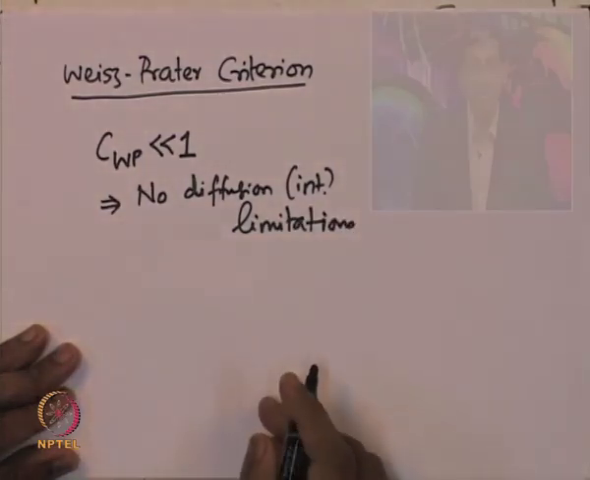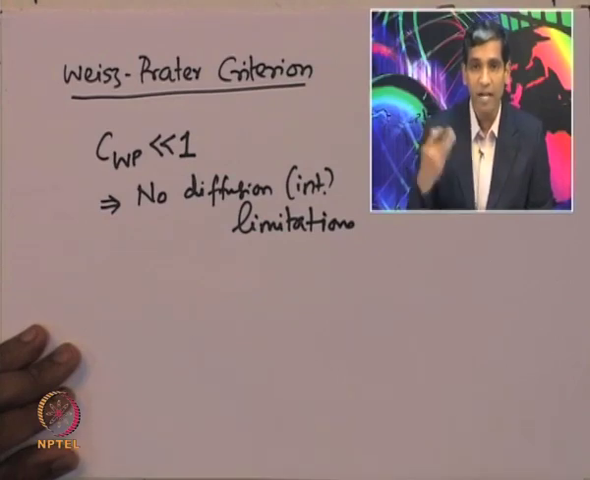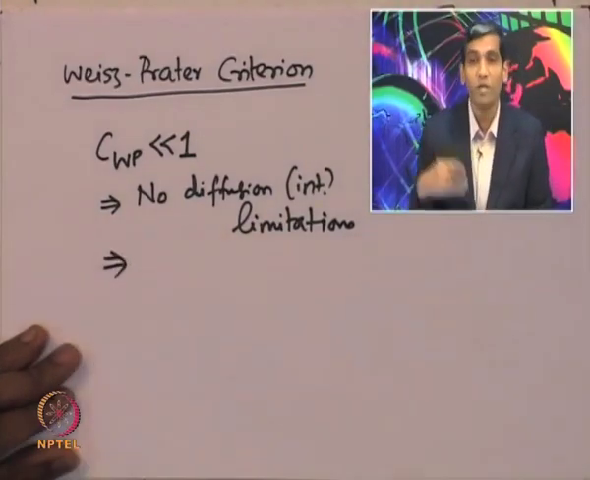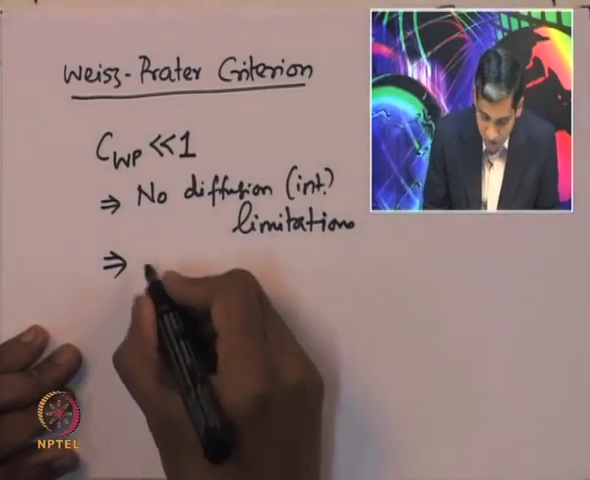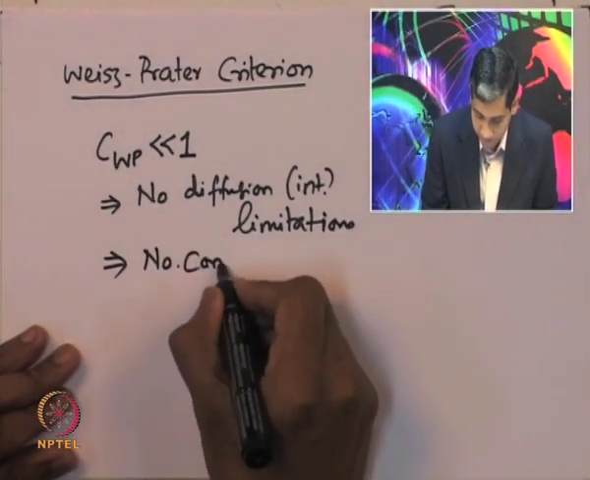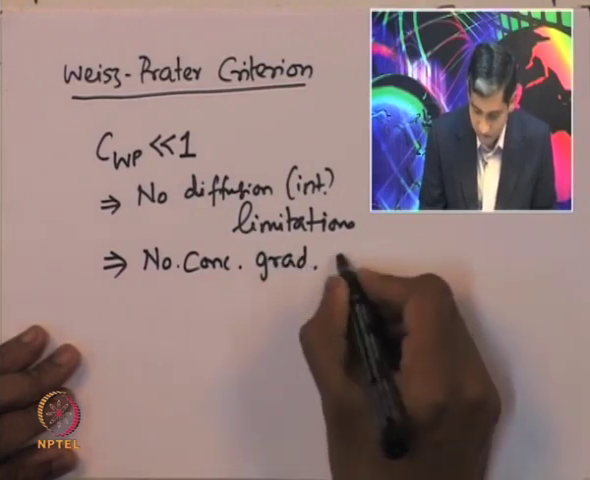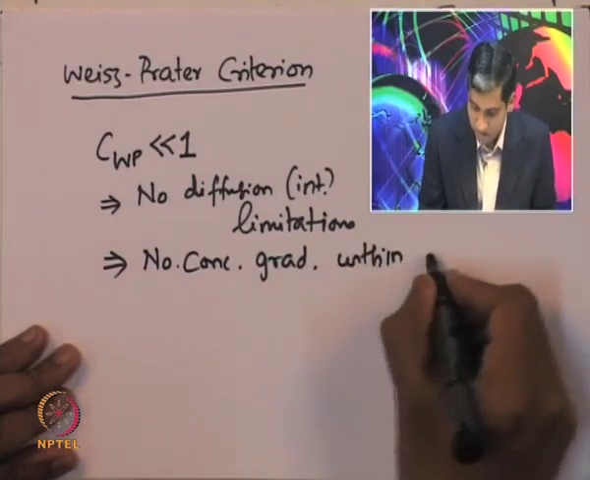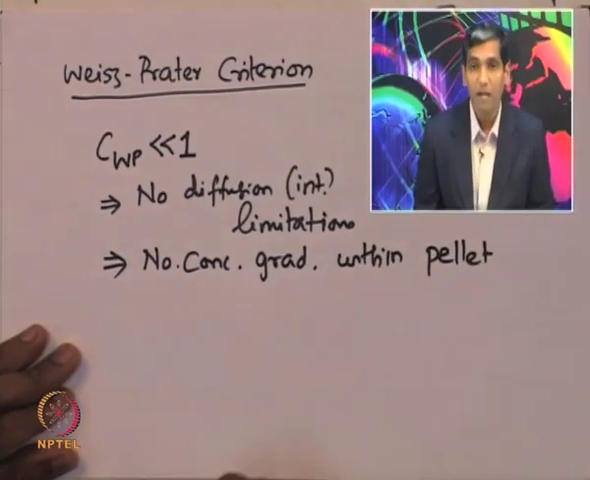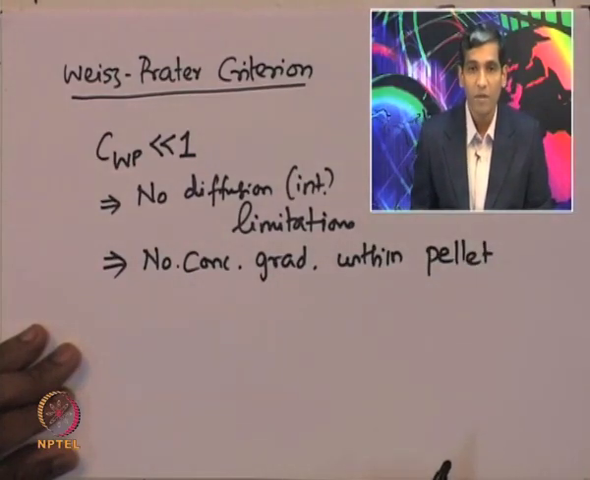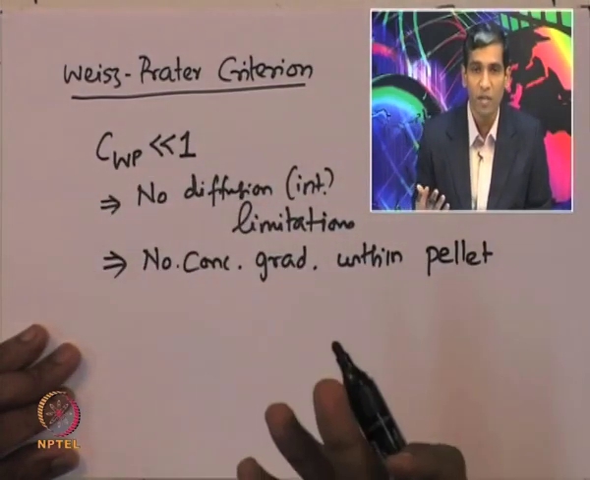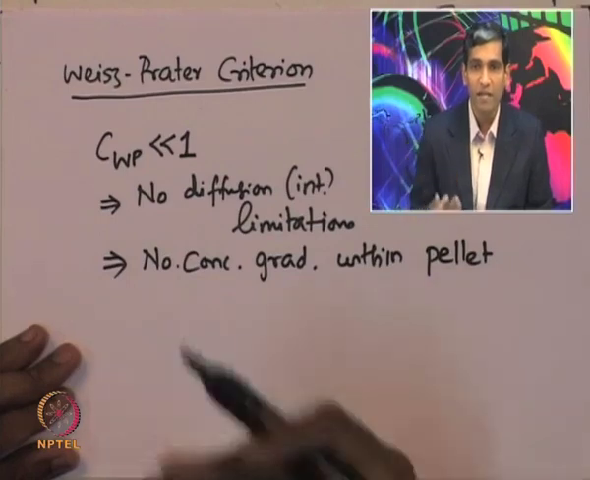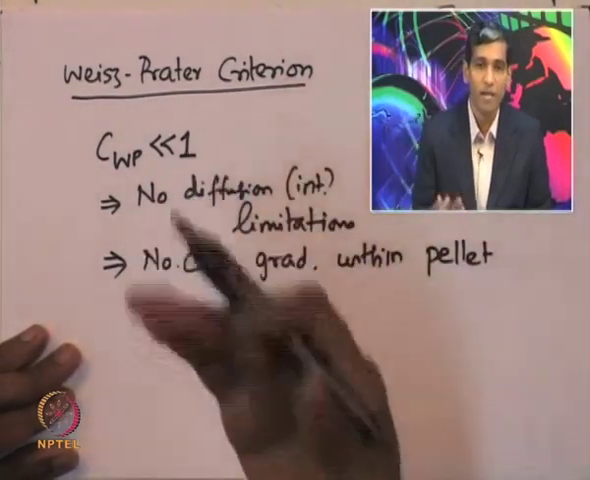Now, this also means that there is no concentration gradient within the catalyst pellet, because the diffusion is very fast, and so even before the reaction occurs, all of the catalyst is replenished with the reactant species. So, therefore, there is no concentration gradient within the catalyst pellet. So, that is an important parameter. Once we know this parameter, which can be estimated from the measurable and the known quantities, one can actually decipher whether the reaction is being conducted under diffusional limitations or not.